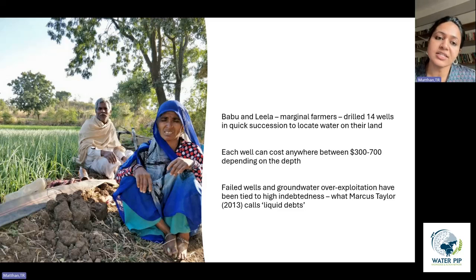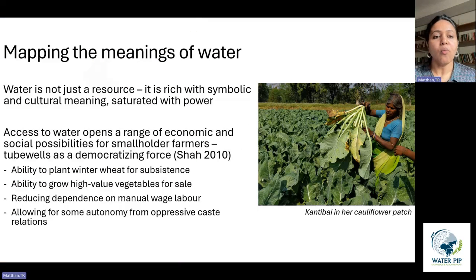And what has occurred as a result is that many of these unsuccessful attempts at locating groundwater and these failed wells have been tied to high indebtedness across this and other regions. So why do smallholders continue to seek groundwater despite these uncertainties and risks?